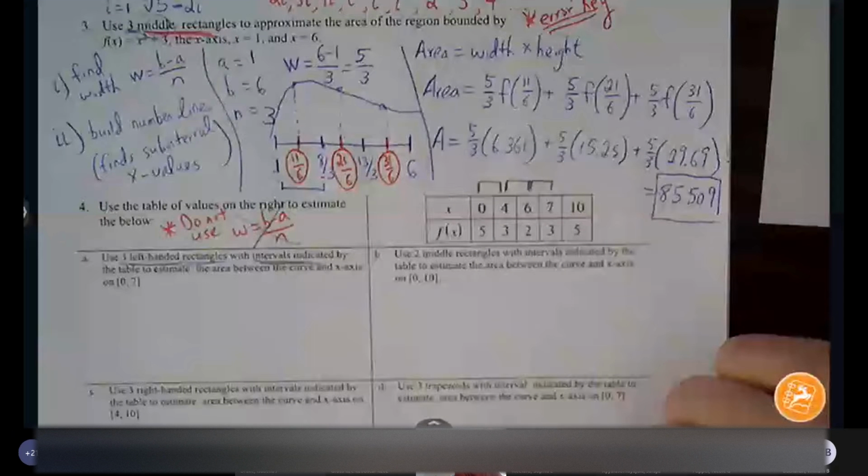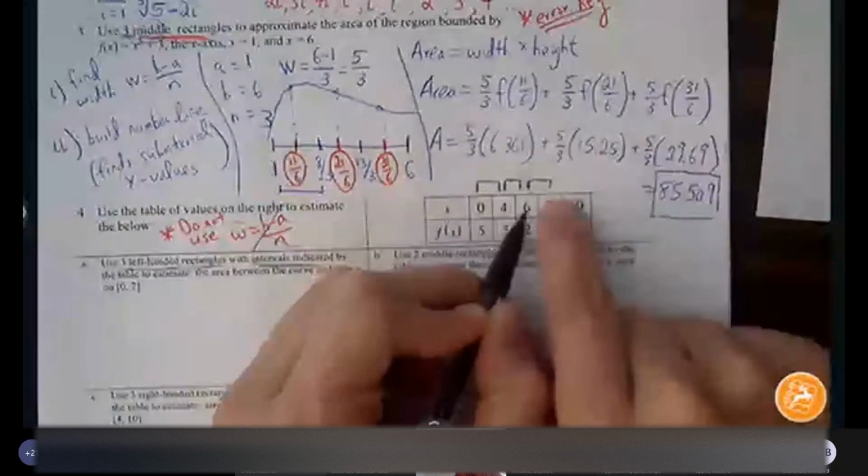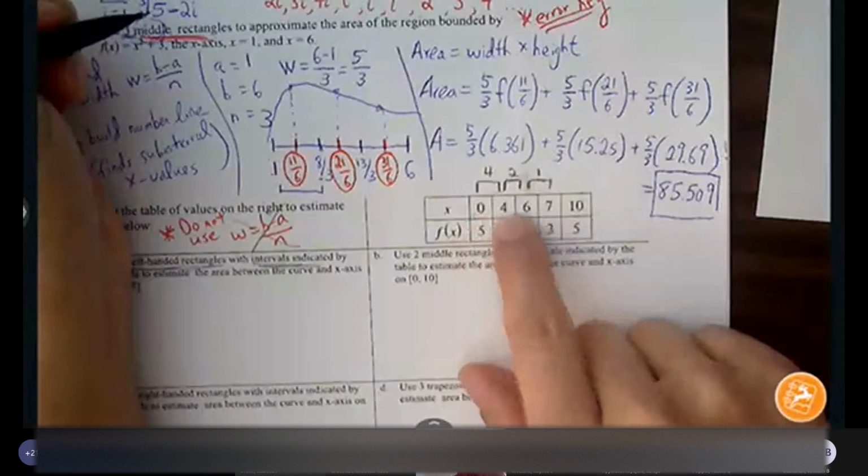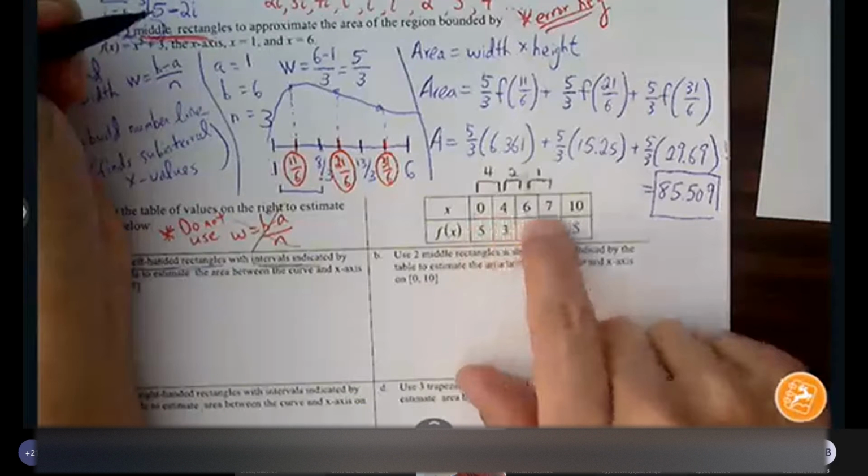Okay. And then when we subtract these x values, that's going to tell us the width of each subinterval. 4 minus 0 is 4, 6 minus 4 is 2, 7 minus 6 is 1.